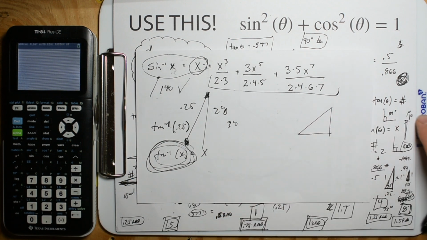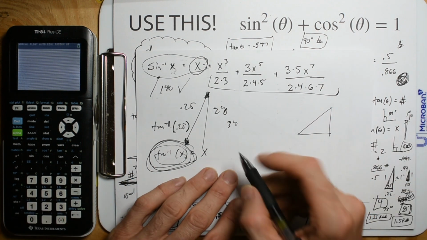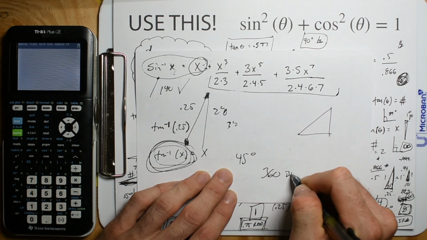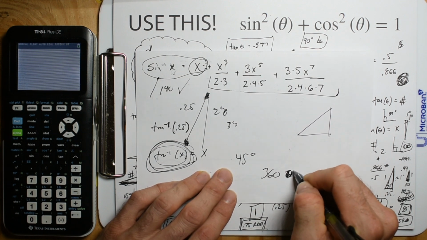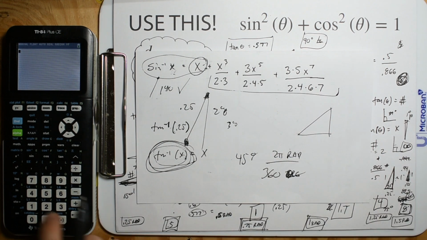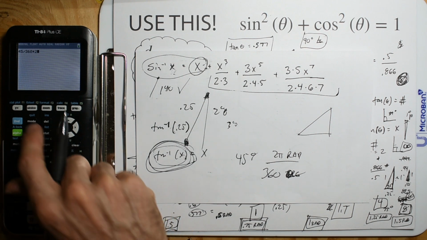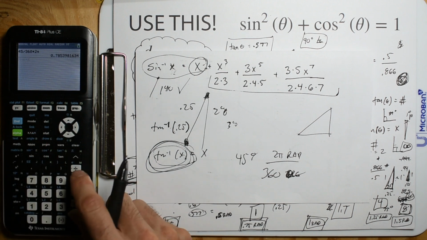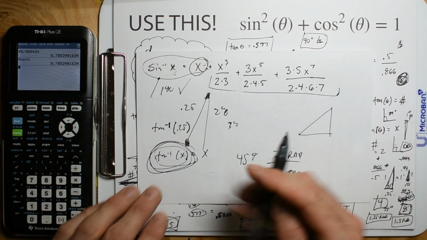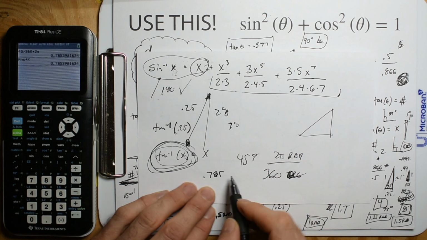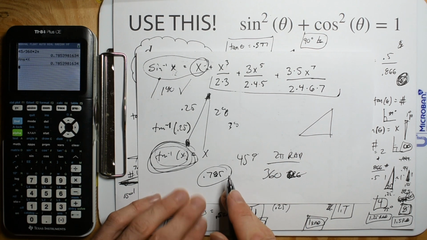So let's try a 45-degree triangle. We're going to convert that to radians. So we got 45 degrees divided by 360 degrees and 2 pi radians. We're going to figure out how many radians that is: 45 divided by 360 times 2 pi. And that's going to be 0.785 radians. I'm going to store that as alpha x. And if I did inverse tangent of that, I'm just going to say that's 0.785 for a 45-degree triangle.